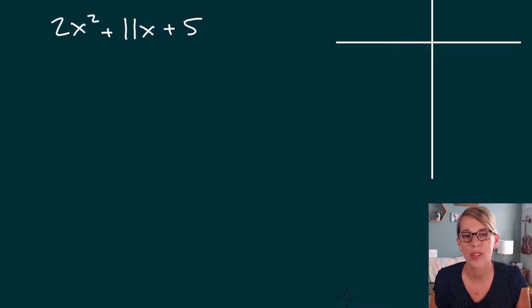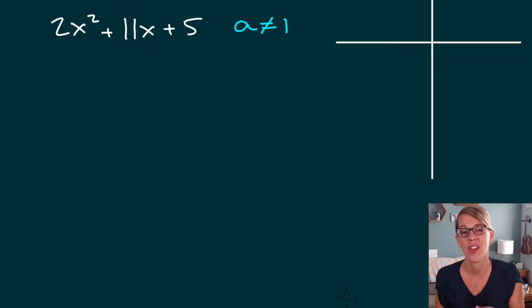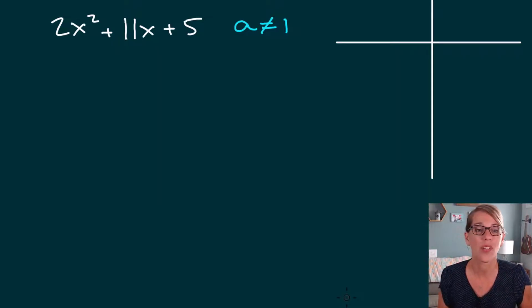Let's take a look at trinomials where the lead coefficient is not equal to 1. So our lead coefficient A is not equal to 1 in each of these. We're going to go through a really easy step-by-step process, no guessing involved, so that you can get to the answer, that factorization, every single time. Our goal is to factor it into two binomials.